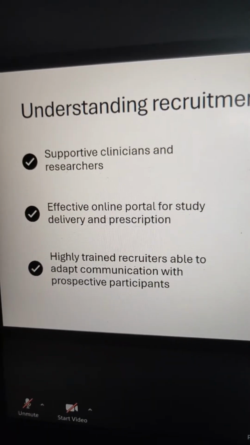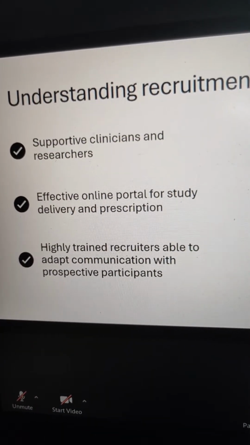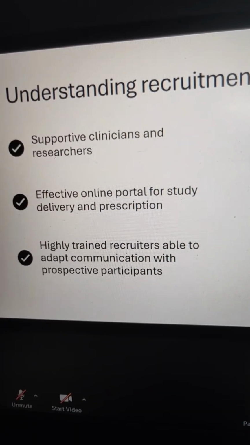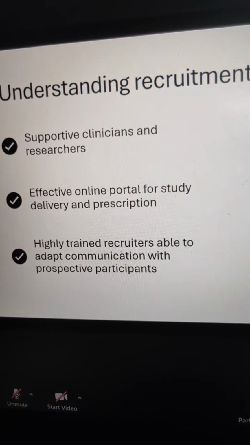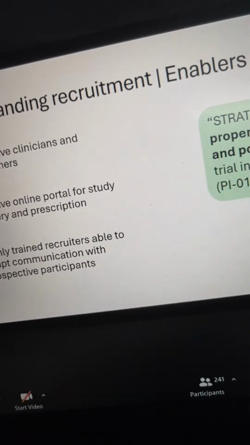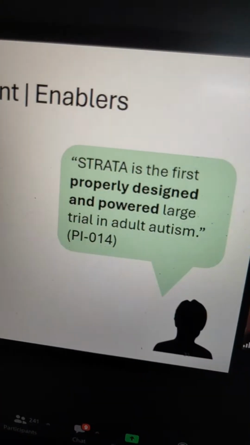We really got clinicians and researchers on board. They really bought into the study. They could see all the work we'd done in the pre-trial. They could see that we properly designed it, it was properly powered. That really gave them confidence in the trial study. So they bought into the study.